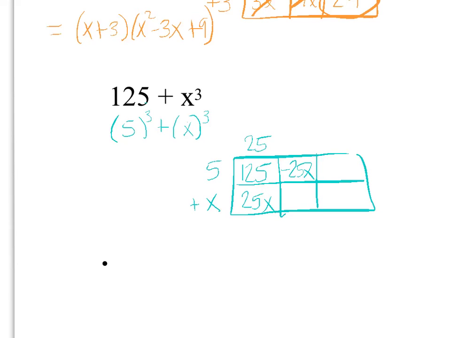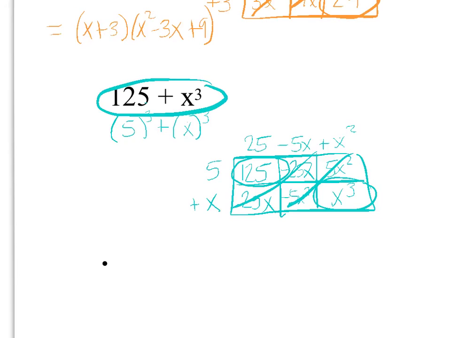To get negative 25x, I need a negative 5x. If I did that, that would give me negative 5x squared. So to cancel that out, I need a positive 5x squared. And to get a positive 5x squared, I need this to be plus x squared. And x squared times x is x cubed. These guys cancel out, so I have 125 plus x cubed, just like I wanted, right there. So that equals 5 plus x times 25 minus 5x plus x squared.